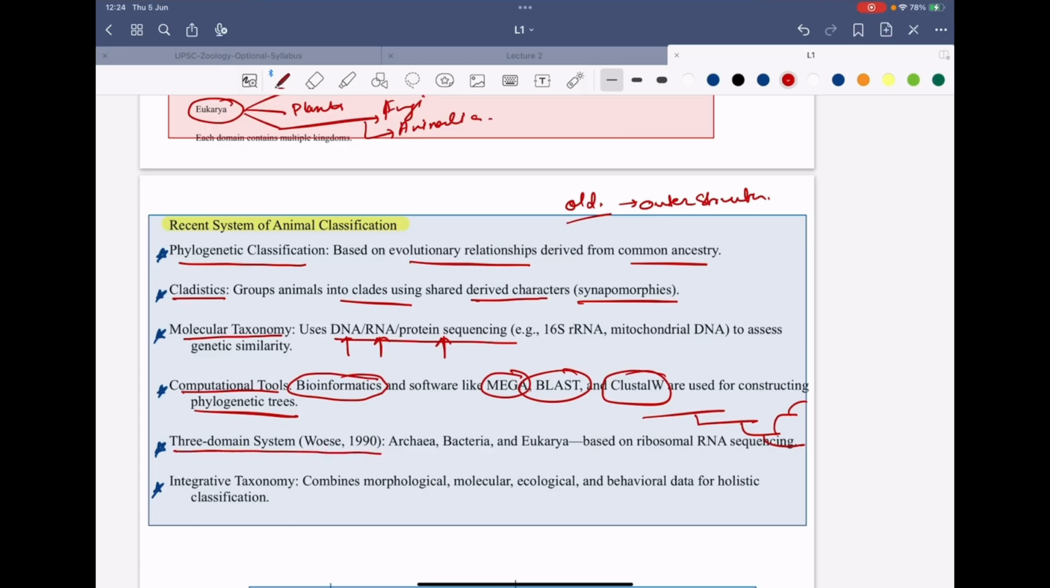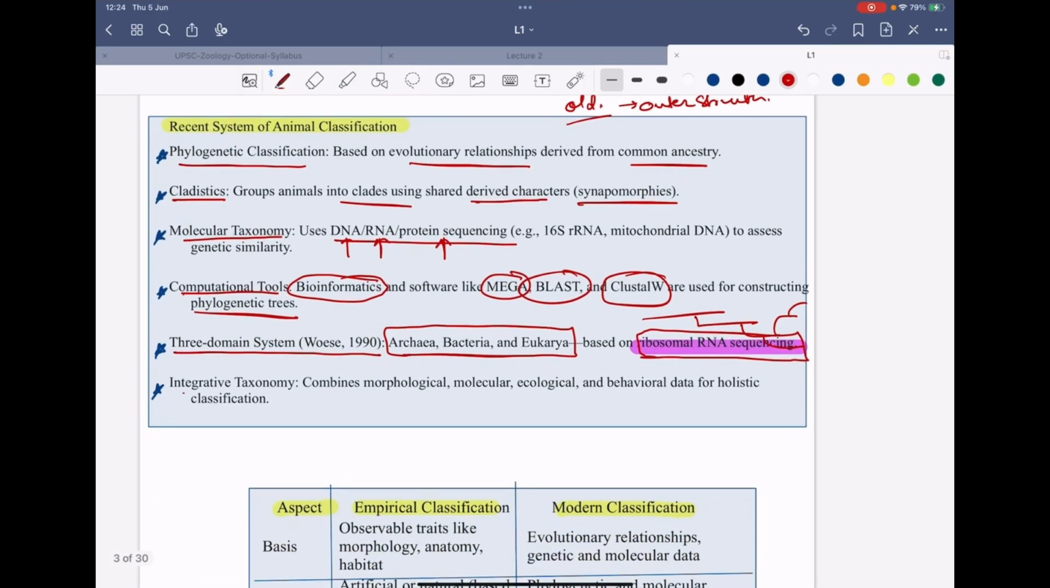Then the three domain system is in the modern recent classification. As I said, it contains three main domains, and then there is further classification. And this three domain system is based on ribosomal RNA sequencing. Again, an important point that you will note down for the exam. Then it is one of the integrative taxonomy, as it combines morphological, molecular, ecological, and behavioral data for holistic classification. And this data is then used by these bioinformatic tools to create phylogenetic trees.